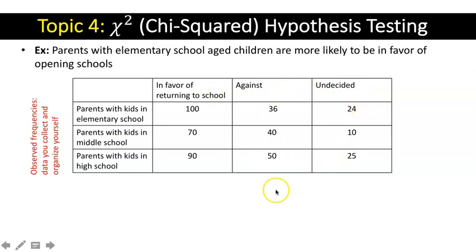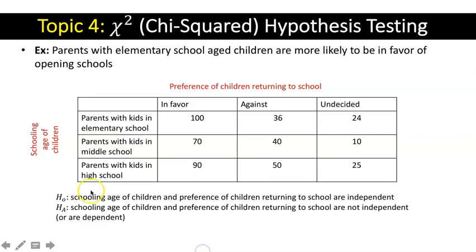And these numbers here would be collected based on a survey that you would conduct. So let's go ahead and label this the schooling age of children, just for the sake of calling that variable something, and preference of children returning to school.